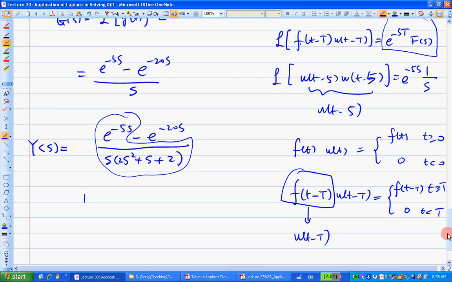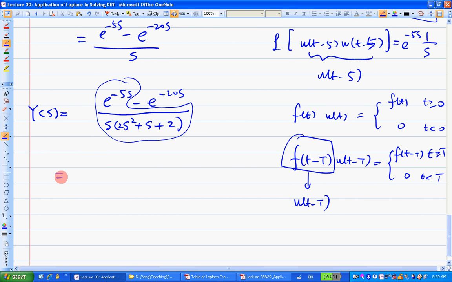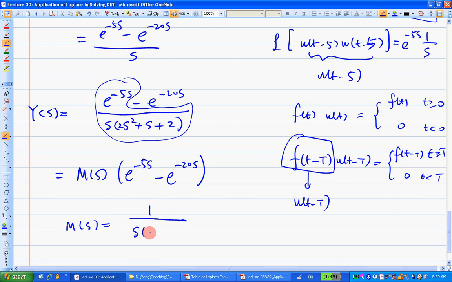So this is basically what's going to happen here. Let's do this: I'm going to say Y of s equals M of s multiplied by e to the power of negative 5s minus e to the power of negative 20s. I'll show you what happens. This M of s is basically 1 over s times 2s squared plus s plus 2. I didn't change anything, I just rewrote it into the format I wanted to use.